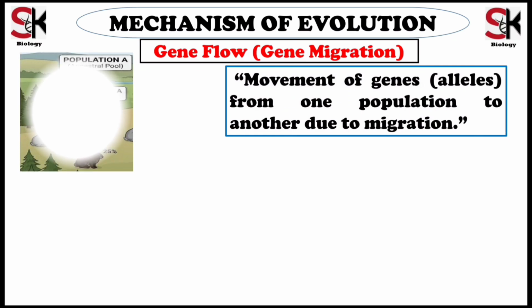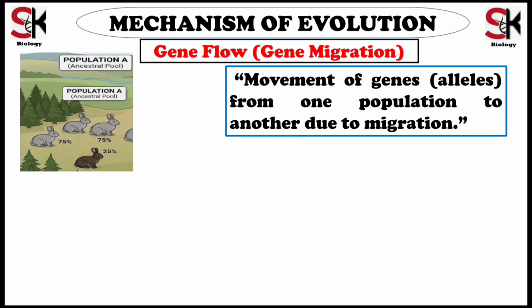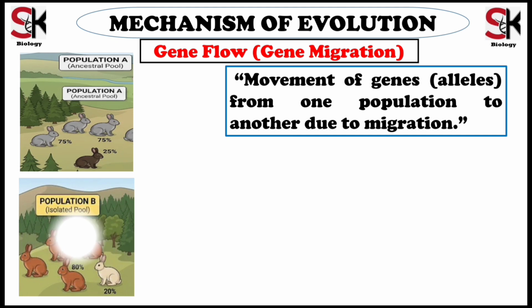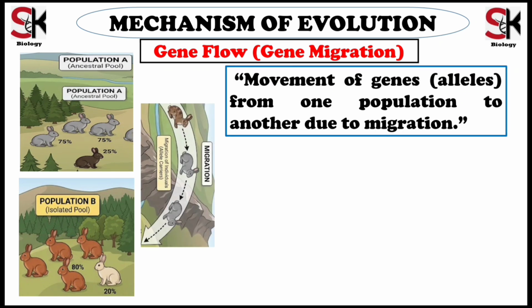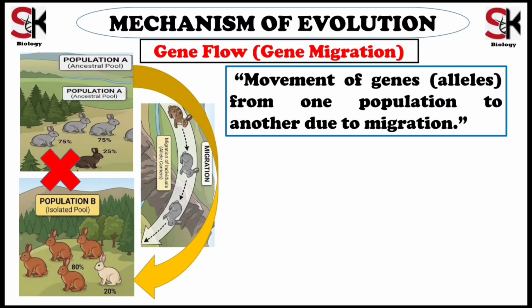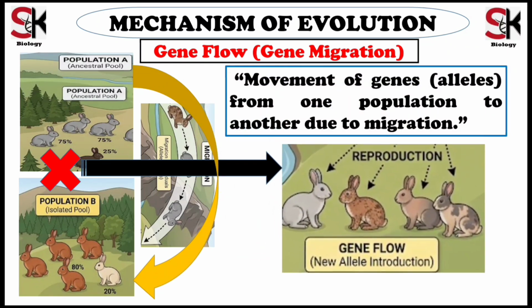Let us understand it with an example. Here I have shown population A of rabbits and population B of another type of rabbits. If there is migration from population A to population B, it will lead to random mating between these two populations, and the result of this random mating will be the reproduction of different types of rabbits which have new alleles introduced. This is called gene flow.